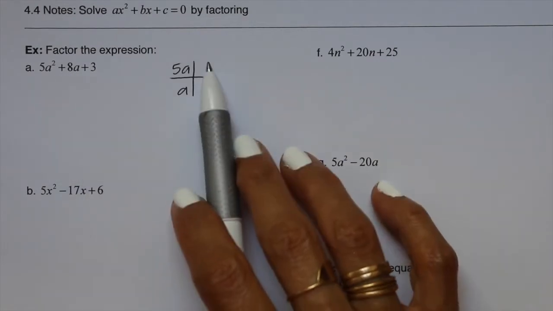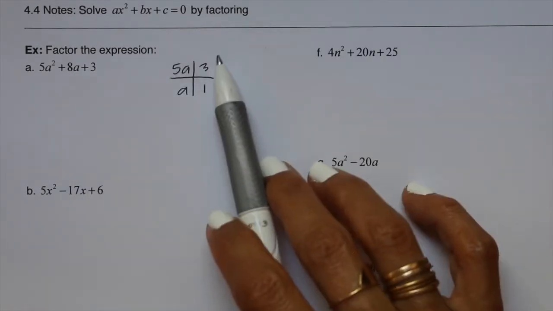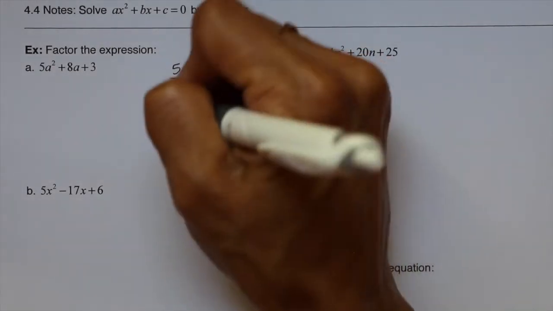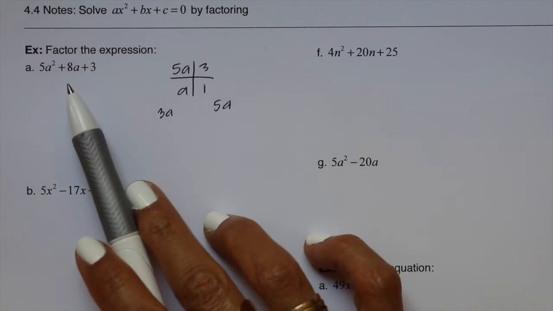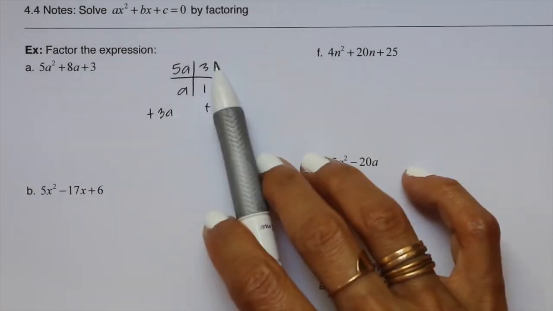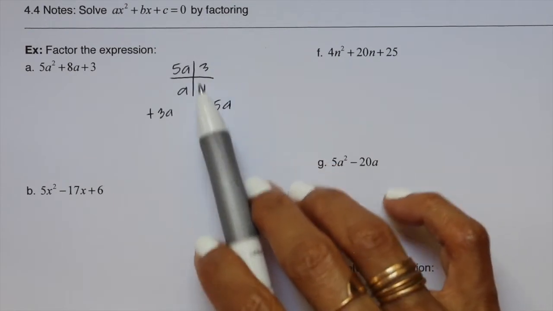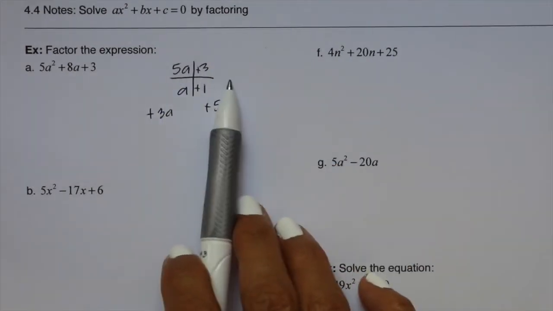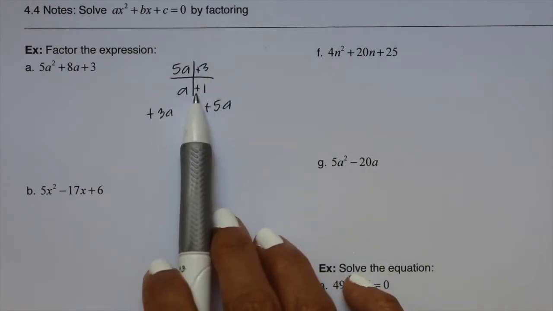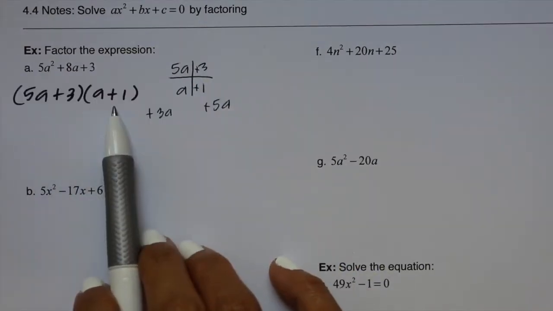So that means we want to put the 3 on top, because when we crisscross, you get 5a, and when you multiply these, you get 3a. 3a and 5a will combine to make 8a by making these both positive. So then we go back and we put the signs on the numbers on the right. So our answer goes from left to right. So our answer is going to be 5a plus 3 times a plus 1. And there's our final answer.